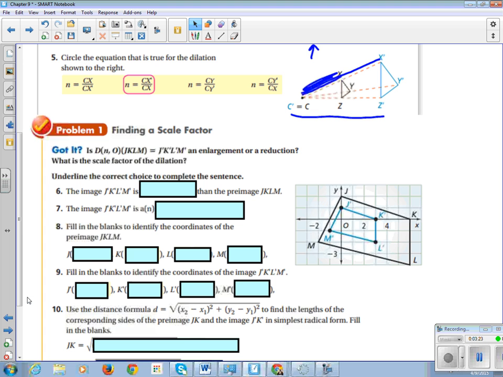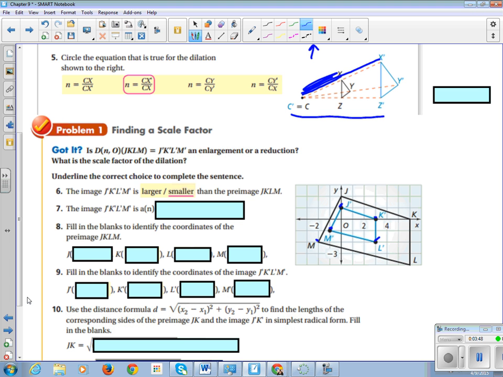All right, so let's look at this scenario and find the scale factor. We want to know if it's an enlargement or a reduction and what the scale factor is. So if I look at J prime, K prime, L prime, and M prime, it is smaller than our pre-image, this one in the black here. So I know it's going to be a reduction.